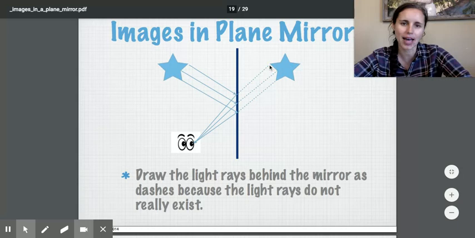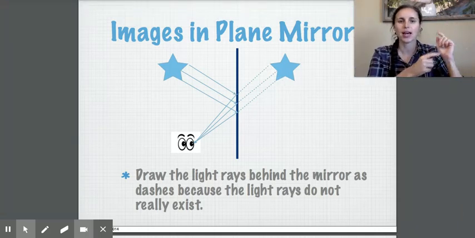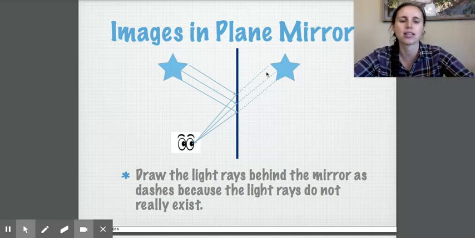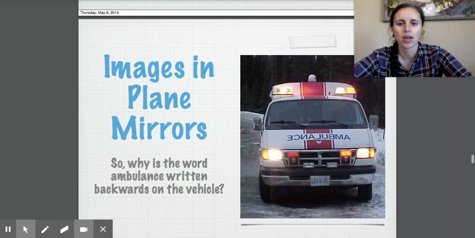And notice that it's actually flipped. This right-hand side of the star actually is the left-hand side of the star in this case. So again, when you wave at yourself in the mirror, your right hand actually looks like your image's left hand. So it explains why we get that flip in mirrors as well.